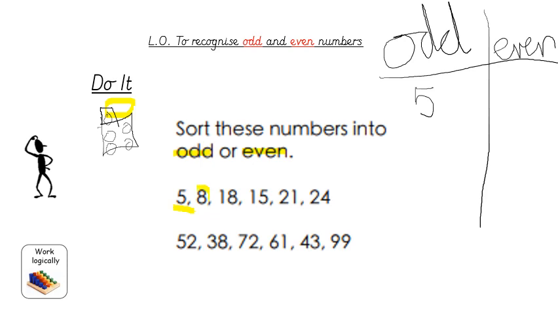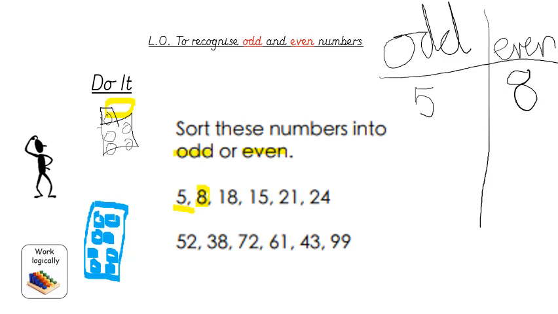Right, the next one is 8. So if we were to draw 8, let me get my pen, I'll draw it with this, it's much easier. So 1, 2, 3, 4, 5, 6, 7, 8. Look, they have partners, so it can be shared. So number 8 is even. So we would write number 8 up here. There we go. So I've done the first 2 for you.